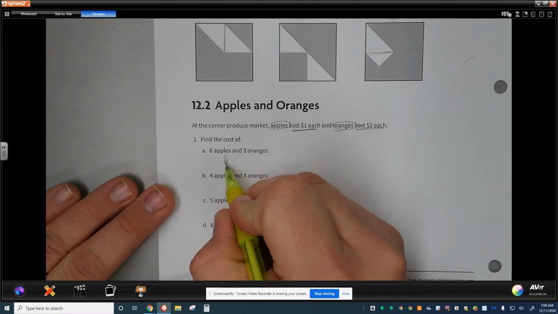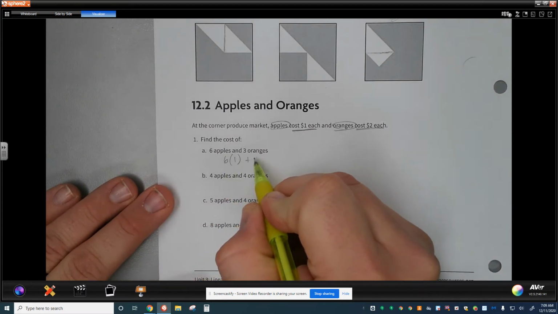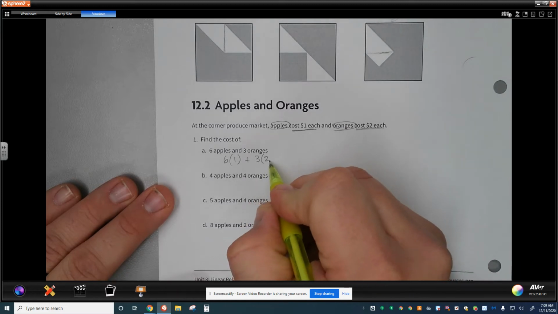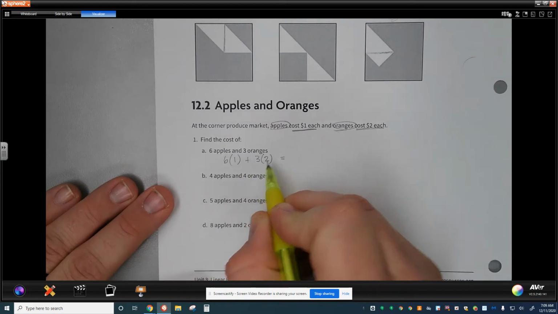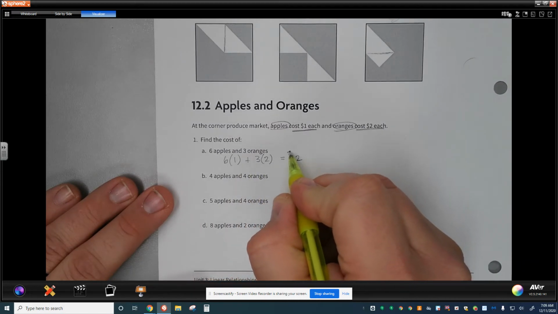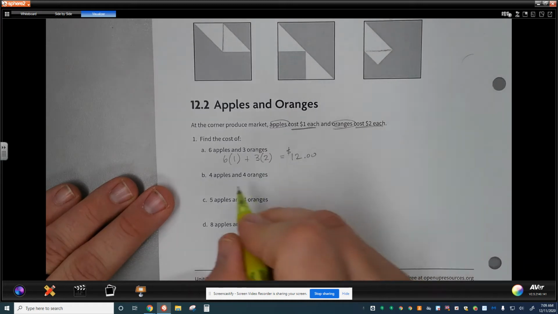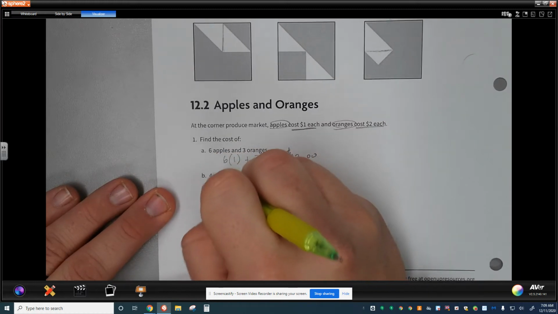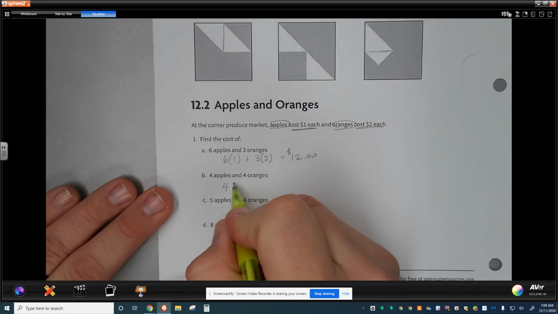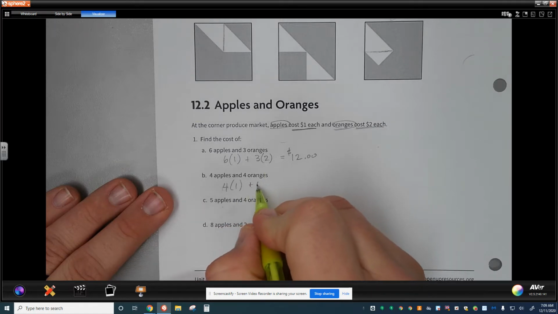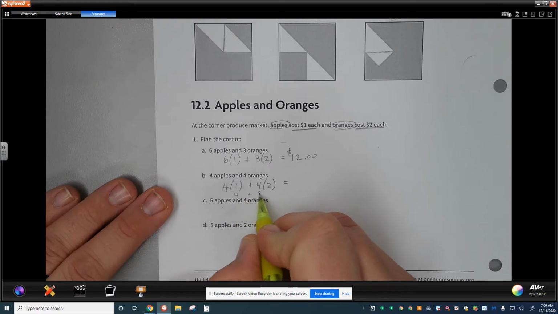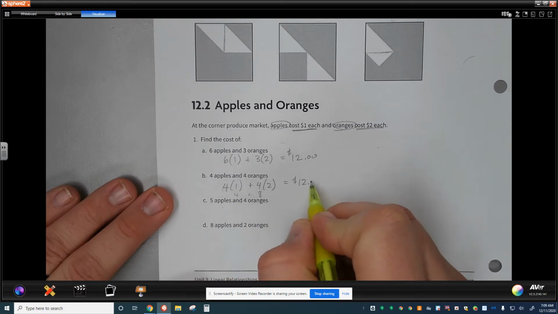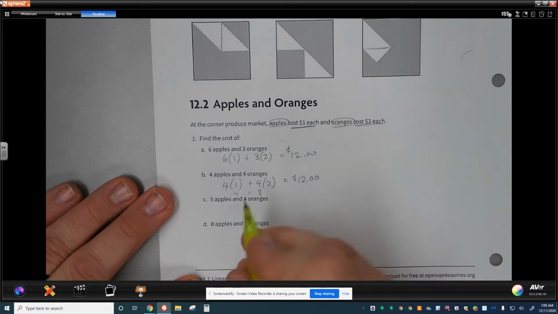We could take 6 apples times $1 plus 3 oranges at $2 each. And we simply add together $6 plus 3 times 2 is 6. So we get a total of $12. If I take 4 apples, that's going to be 4 apples times $1 each plus 4 oranges at $2 each to equal, this is 4 plus 8 to equal, again, $12. Kind of cool.